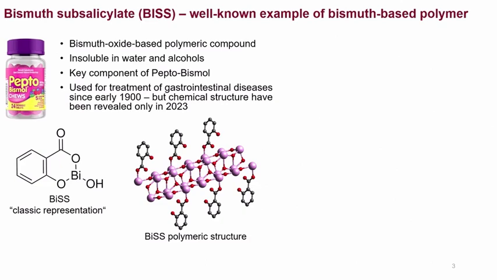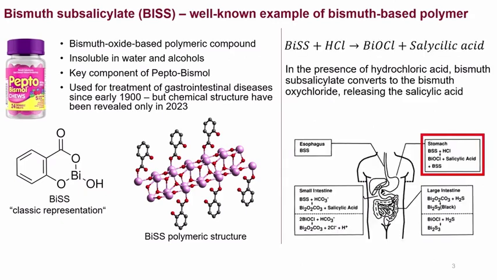And this compound is insoluble in water, and despite being known for over 100 years, its chemical structure has been revealed only in the previous year. Once it comes to the stomach, it hydrolyzes by the hydrochloric acid into bismuth oxychloride, the compound that is known to be the key component for its anti-digestive action, and also salicylic acid.